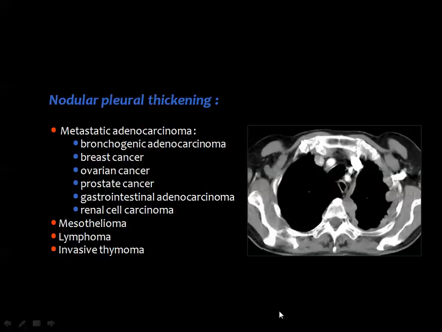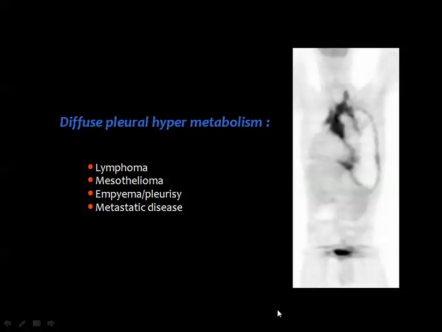The role of PET scan is debated in the evaluation of pleural malignancies, since all types of malignancy will show increased metabolic activity, and also inflammatory lesions will show a similar increase in metabolic activity. Then the differential diagnosis may include lymphoma, mesothelioma, metastatic disease, and also some of the inflammatory conditions.